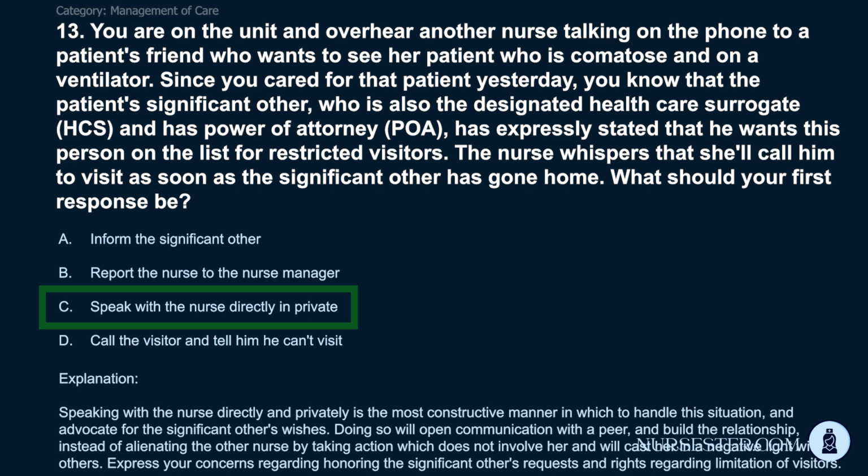Speaking with the nurse directly and privately is the most constructive manner in which to handle this situation, and advocate for the significant other's wishes. Doing so will open communication with a peer, and build the relationship, instead of alienating the other nurse by taking action which does not involve her and will cast her in a negative light with others. Express your concerns regarding honoring the significant other's requests and rights regarding limitation of visitors.